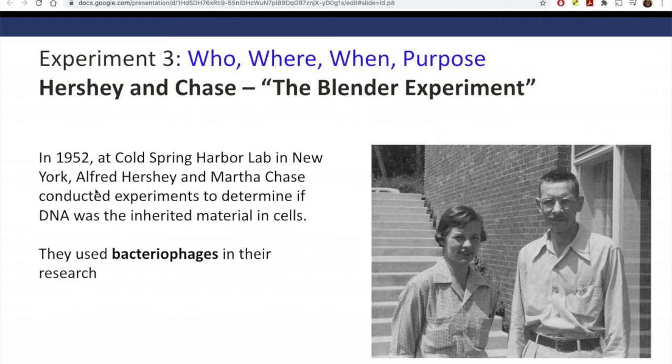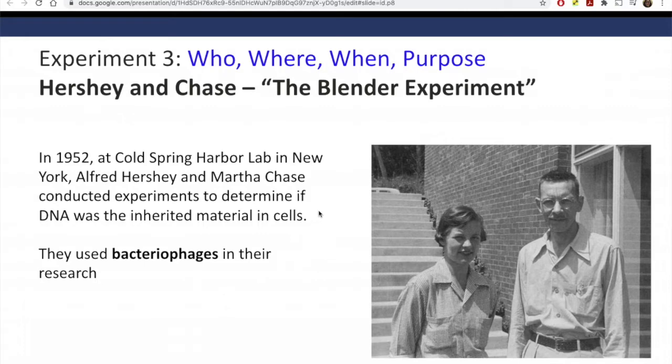The scientists were named Alfred Hershey and Martha Chase. They were conducting their research in 1952 at the world-renowned research lab called the Cold Spring Harbor Lab in New York. They wanted to conduct experiments to determine if DNA was the inherited material of all cell types. And what's really cool about their research is they used a special type of virus called bacteriophages.